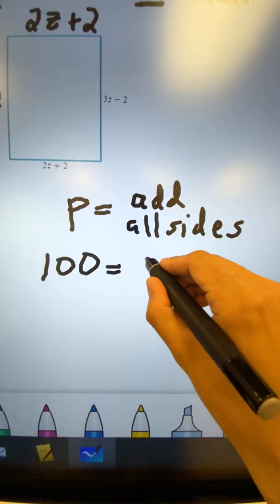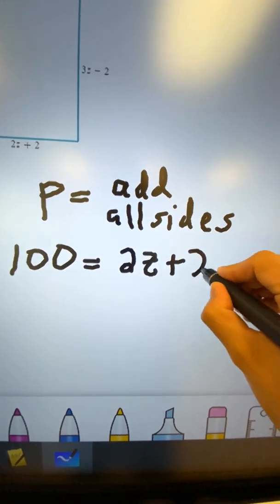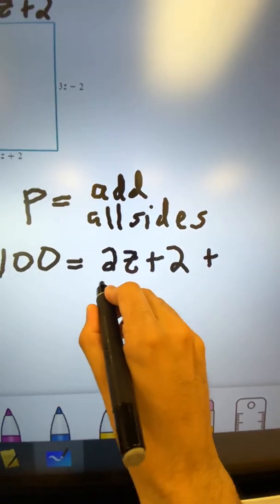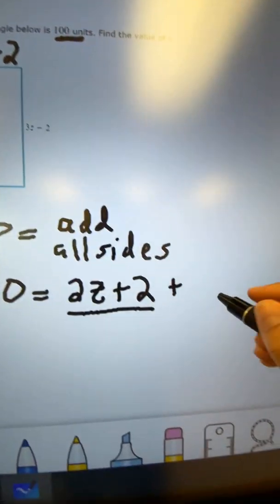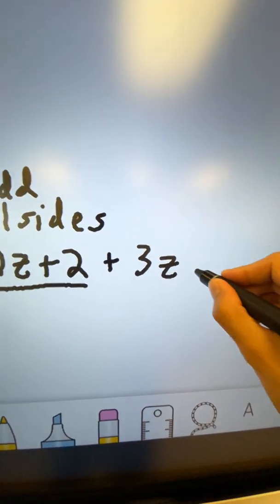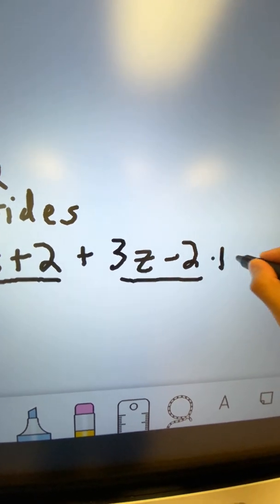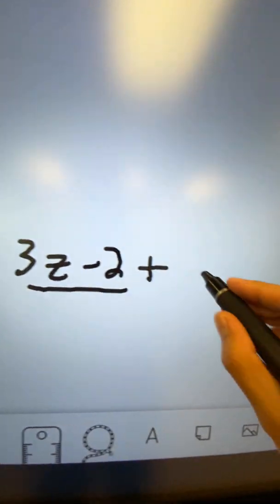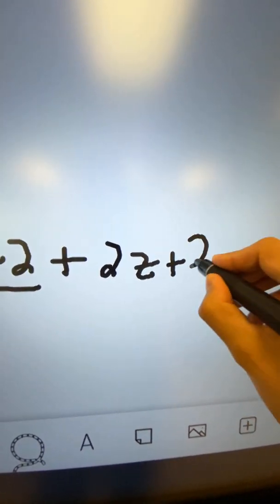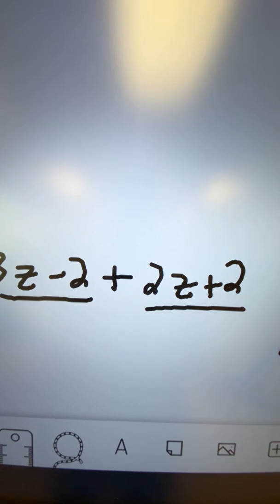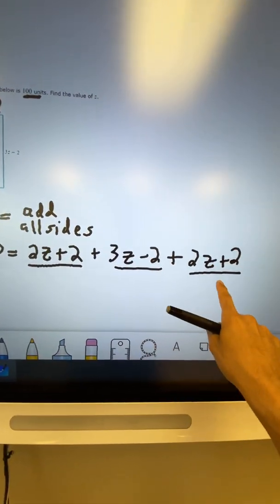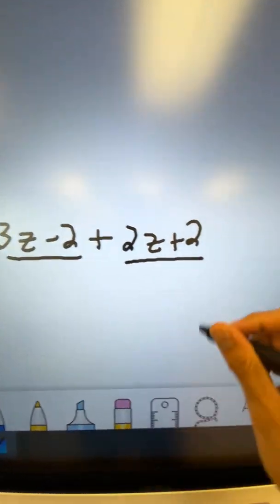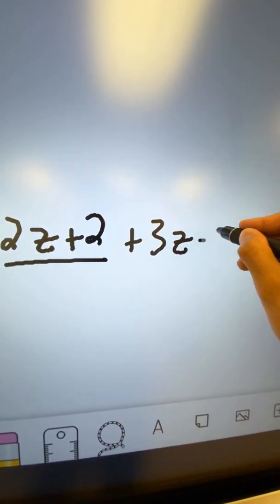So I'm going to put down 2z plus 2. That's this side right here. I'm going to add this one here, 3z plus 2. And you can underline it to keep track. So that's my first side. Second one is 3z minus 2. So that's another side. Plus, I did this one already, and now I've got to add this one again, 2z plus 2. Underline that, so I know that's my third side. So you can see so far I have 1, 2, 3 sides. So my fourth side was this one. I didn't write it down. It's 3z minus 2. So plus 3z minus 2.